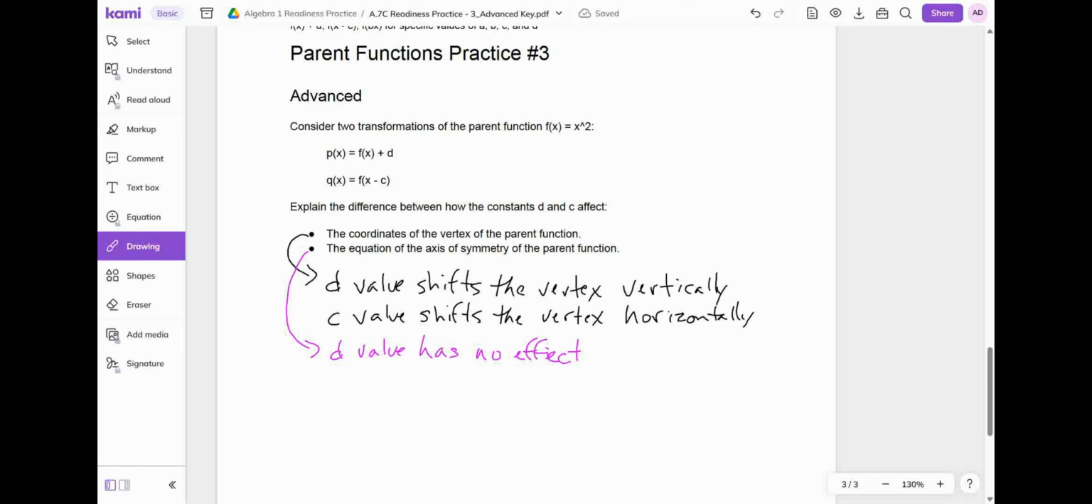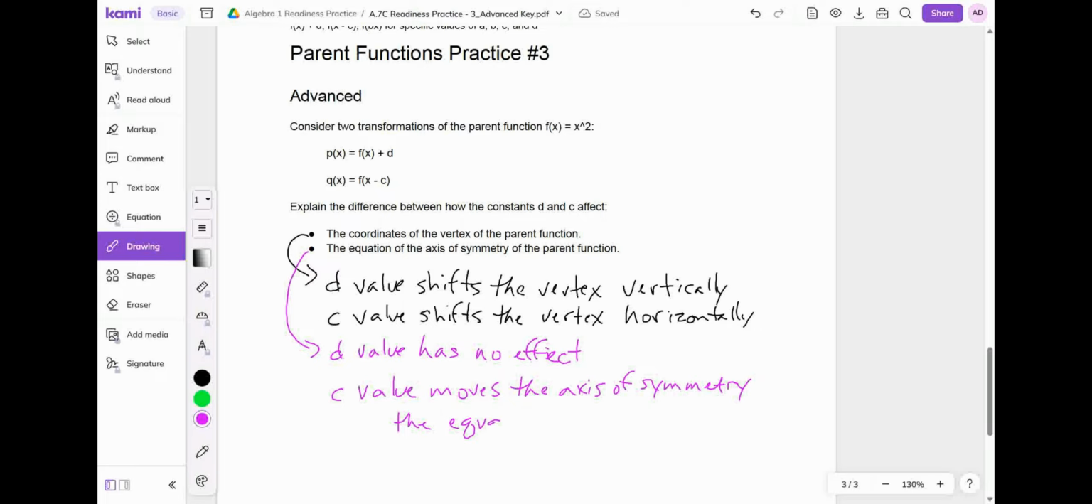Okay, the C value is going to have an effect. So we can say it moves the axis of symmetry, and actually you can tell with the axis of symmetry, we say the equation is going to be the x value of your vertex, right? So you can say x equals c, because wherever that c ends up, that's where your axis of symmetry is.